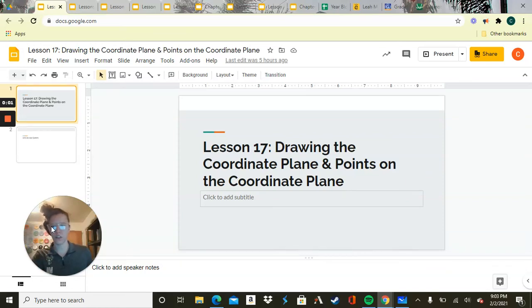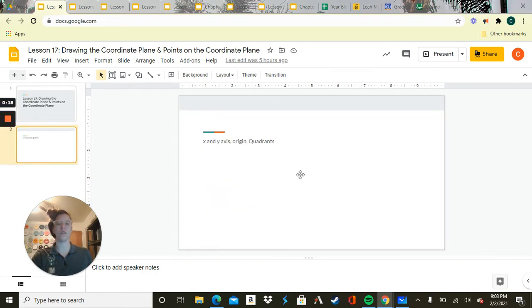Sixth graders, super short lesson today, basically just an informational thing for you. So lesson 17 is about drawing the coordinate plane and points on the coordinate plane. Because we're not in person, we're not going to physically practice drawing them. We'll talk about it more in person, but I'm going to show you. So you'll have an X and Y axis, an origin, and the quadrants that we talked about last week.